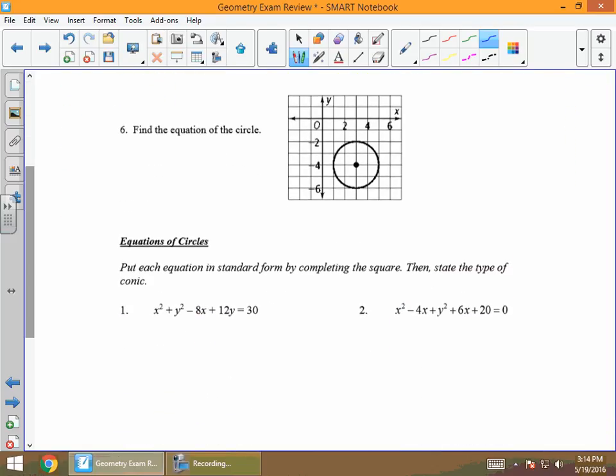Number 6 is a little bit more like it. This is a little bit easier. It says find the equation of this circle. Same thing. I'm going to find the center. So the center, it looks like it's over 3 and down 4. So it's (3, -4). And the radius is the distance from the center to the edge, which is 2. And now we'll do the same thing. x minus the x value, which is 3, squared, plus y minus negative 4, so plus 4, and that equals the radius squared. 2 squared is 4. And that concludes circles.